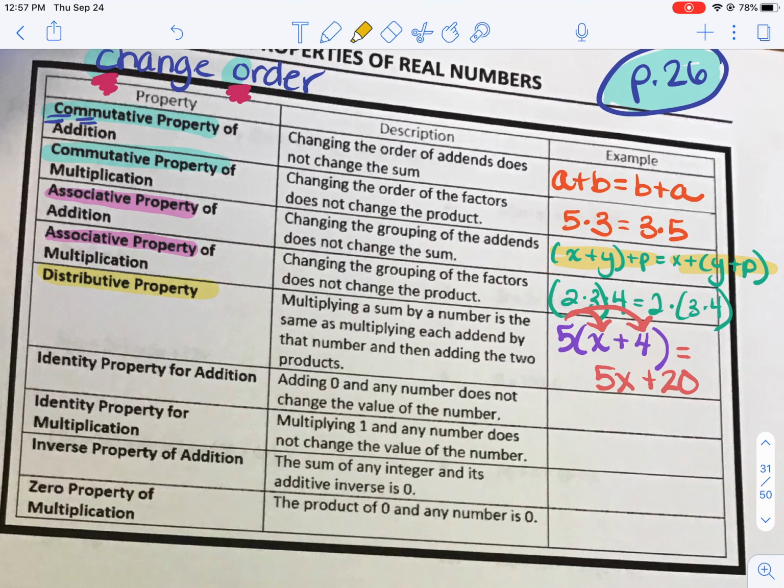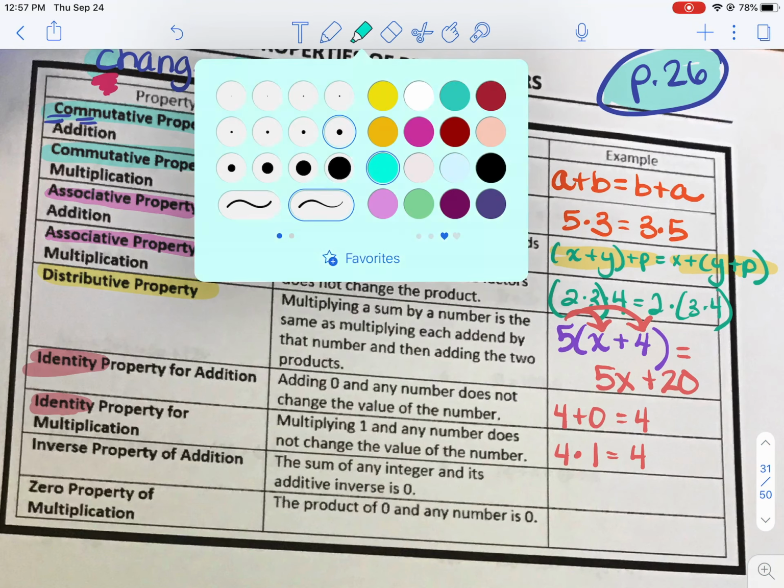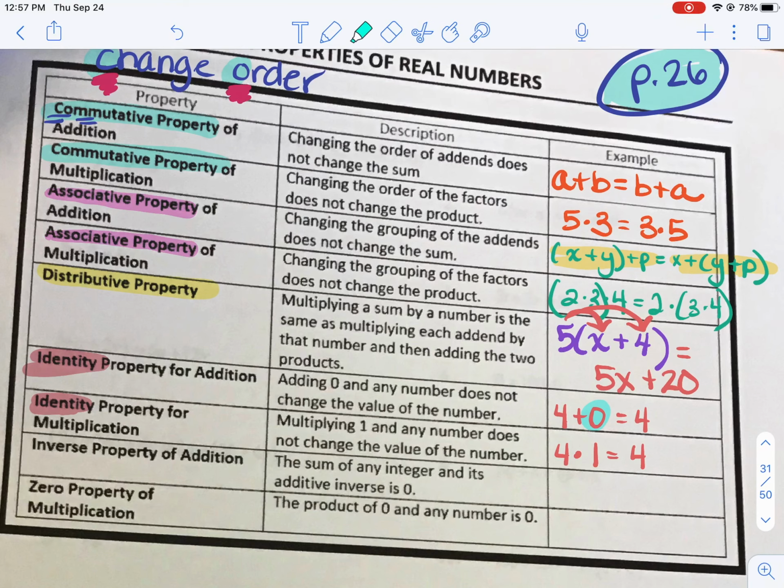And then these guys go together, identity properties. The identity property for addition just means if I take 4 and add it to 0, I get 4 back. If I take 4 and multiply it by 1, I get 4 back. So the identity number for addition is 0. The identity number for multiplication is 1.